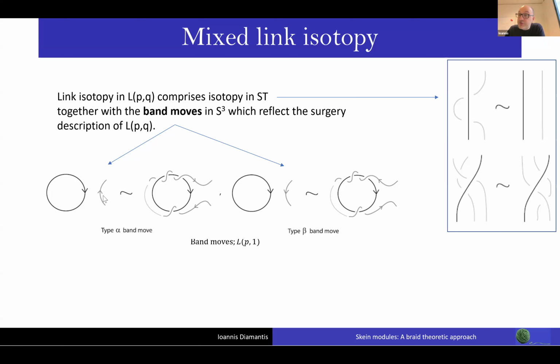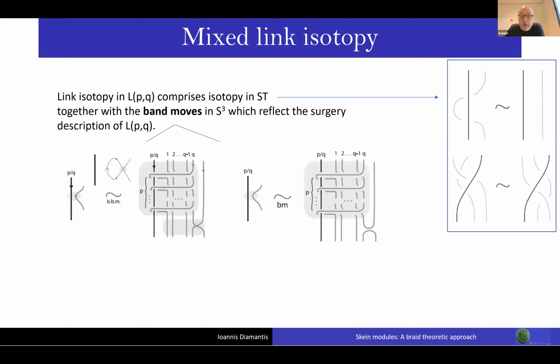And here the orientations initially disagreed, but after the performance, the orientations agreed. So we have two types of band moves, and of course, you can imagine, it worked. You can see how it works for the case of a P/Q, right? So Q strands appear wrapping around the surgery curve P times. All right, I will explain this extra crossing in a minute because this is very important for the braid approach. But these are the two types.